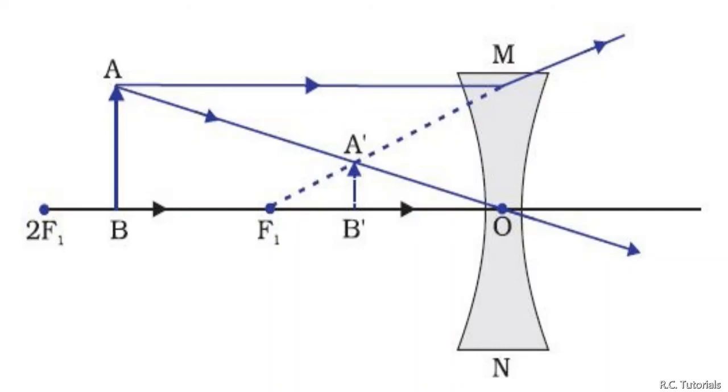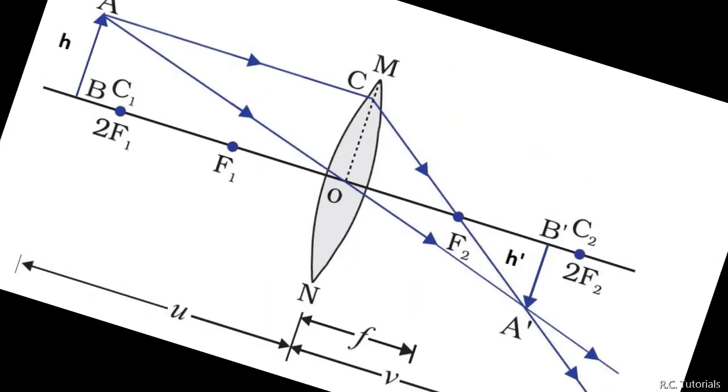Next condition is when the object lies at any point between infinity and optical center. Then the parallel ray will diverge through an angle and appears to meet at focus, and the other ray will go to the optical center. At the point of intersection, the image will form in the front side of the lens. The nature of the image will be virtual and erect, and the position of the image will be between focus and optical center, and the size will be very small or diminished. Next is lens formula.